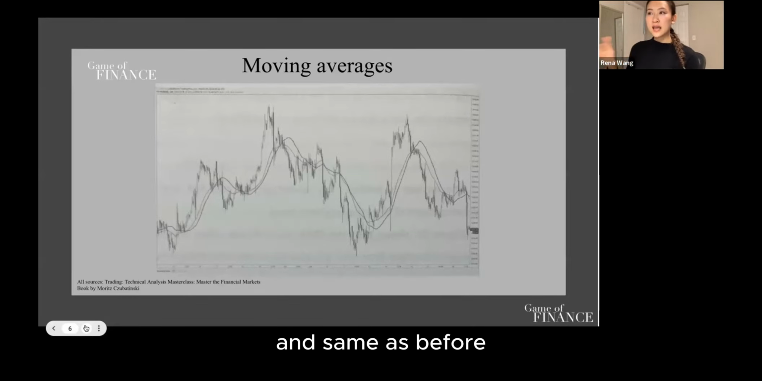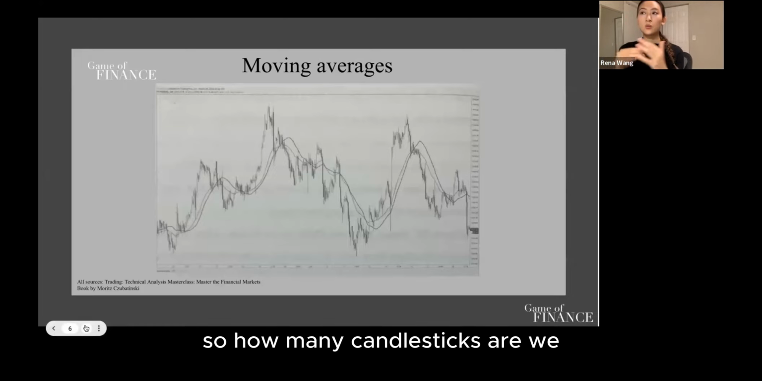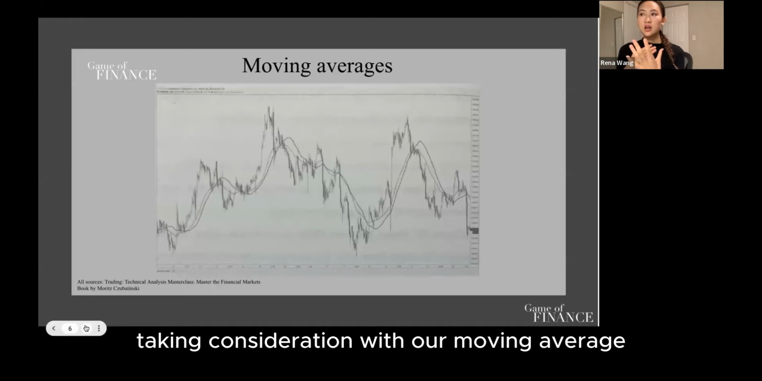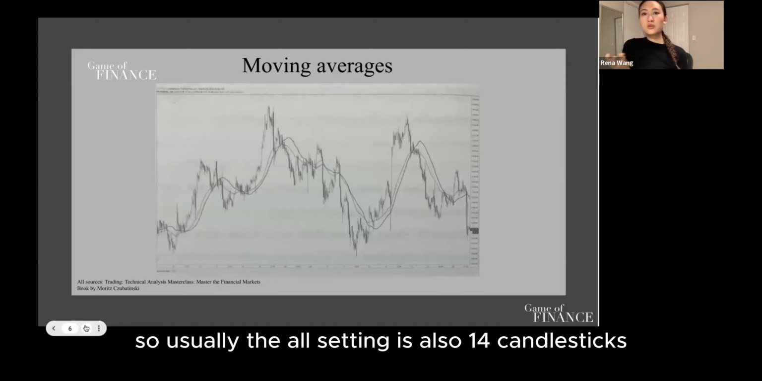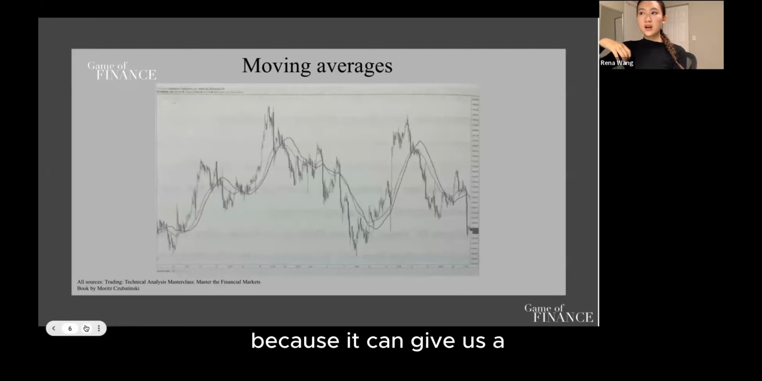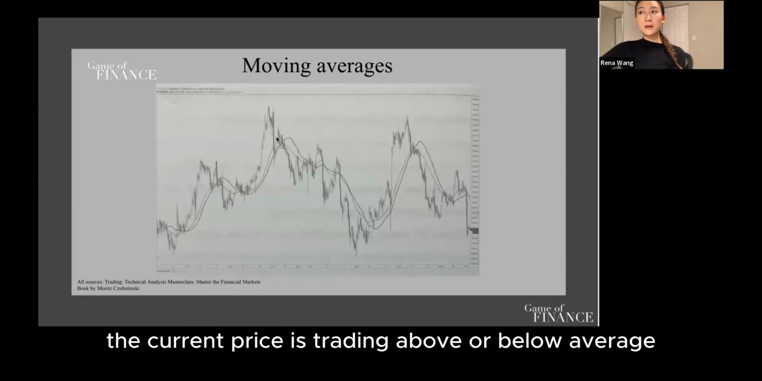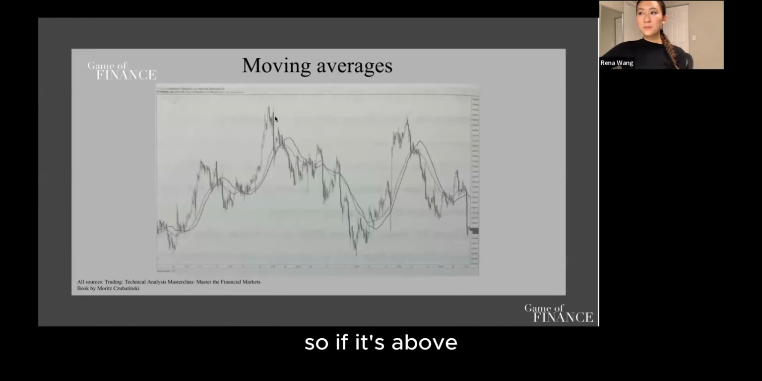And same as before, there's the settings for the period. How many candlesticks are we taking into consideration with our moving average? Usually the default setting is also 14 candlesticks. And why is the moving average so important? Because it can give us a big picture on if the current price is trading above or below average. If it's above these average lines, it's above average. If it's below, it's below average.